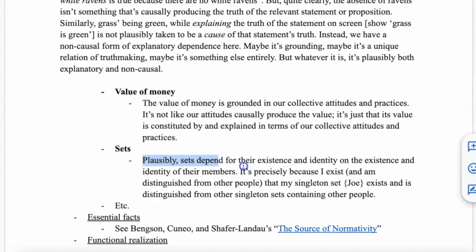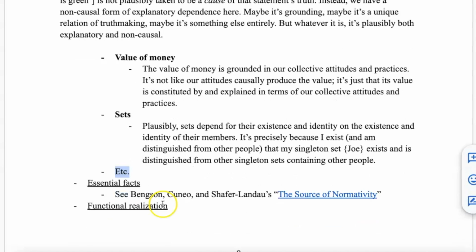Similarly, lots of philosophers think that sets depend for their existence and identity on the existence and identity of their members. It's precisely because I exist and am distinguished from other people that my singleton set, the set containing Joe, exists and is distinguished from other singleton sets containing other people. So members of a set are more fundamental than and explain the sets that contain them. But it's not very plausible to say that I'm causally producing my singleton set, and so on. So that's another class of non-causal explanations.